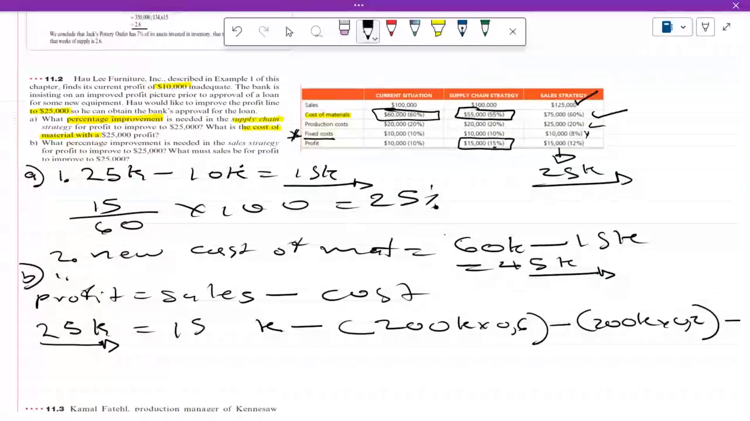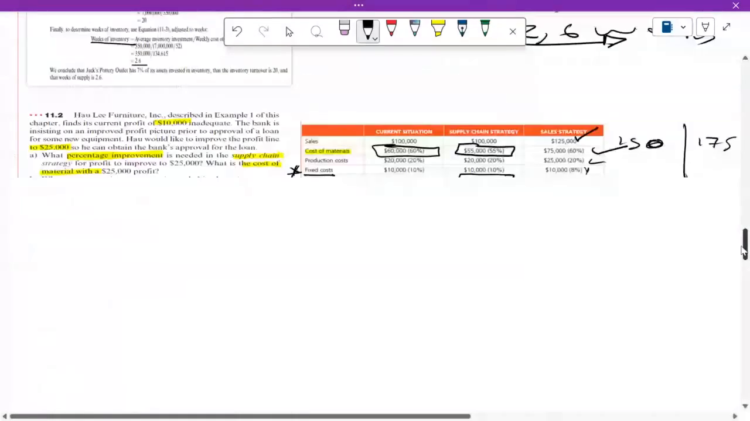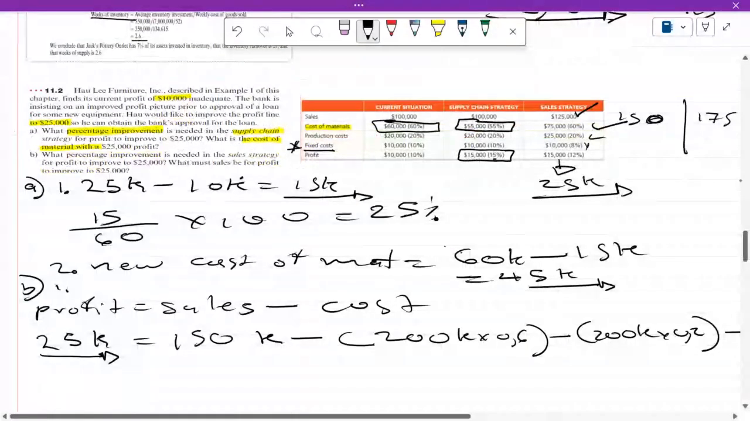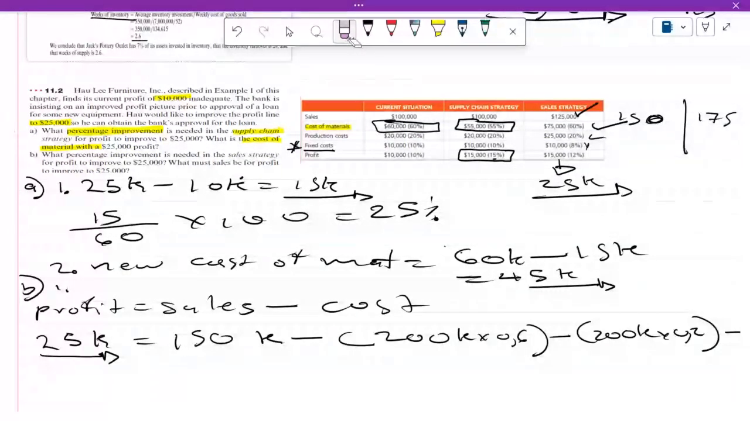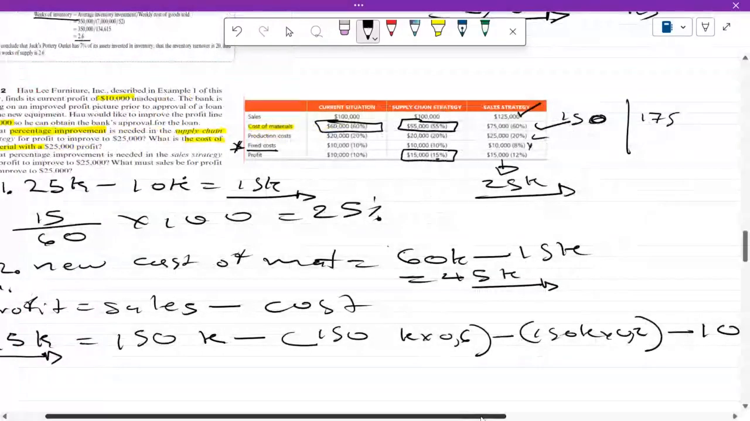150. Remember, from here we're having 100, 125, then 150, 175 before 200. That's what I want us to do. So we're going to erase this to 150. Except the last one. The last one is 10K.